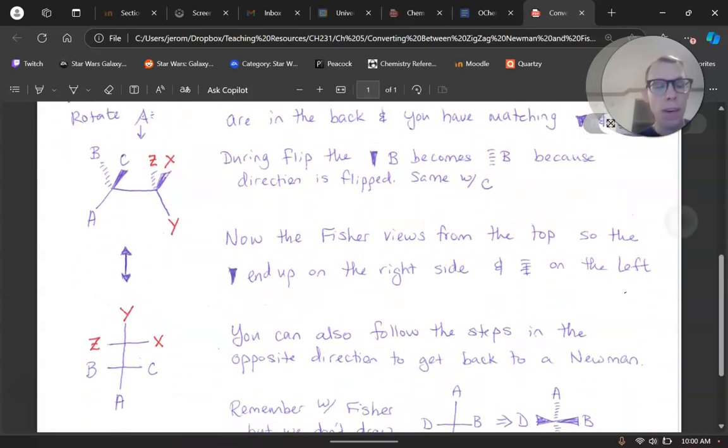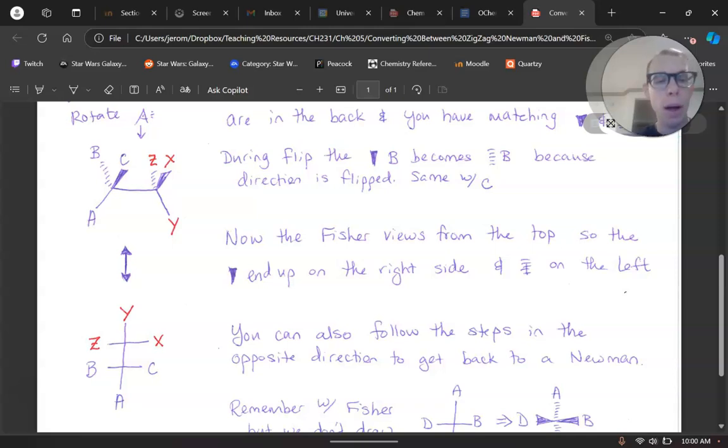So when I'm converting from my flipped zigzag down to my Fisher projection, Y was all the way at the top, and A is all the way at the bottom, and both of those are going away from my eye, as we have shown there. So we're going to put those on the vertical axis. There's going to be this cross for each carbon, and we have our front carbon and our back carbon, so there's going to be two.